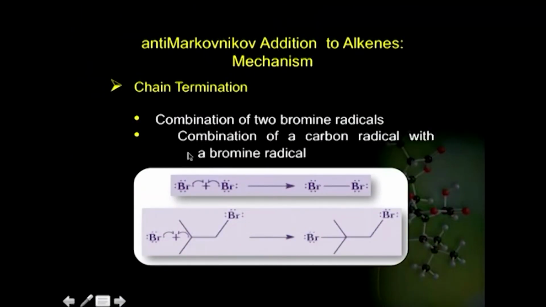At the chain termination step, combination of 2 bromine radicals takes place, or also combination of a carbon radical with a bromine radical takes place. And in the chain termination step, as we saw earlier also, the radicals get quenched or destroyed.